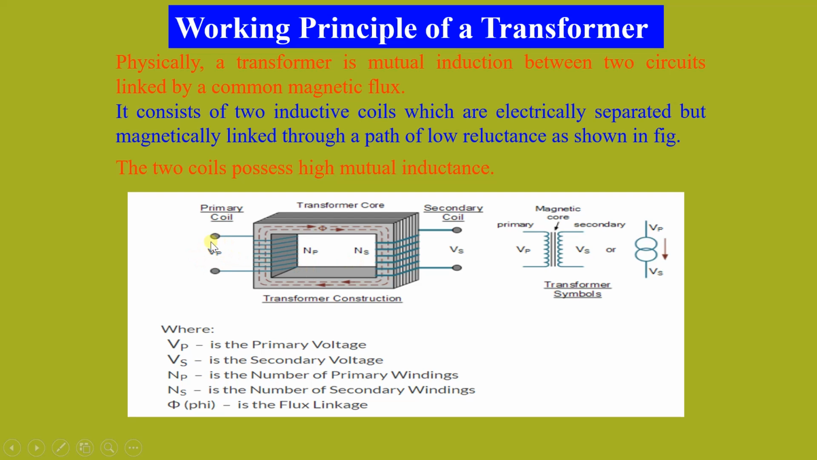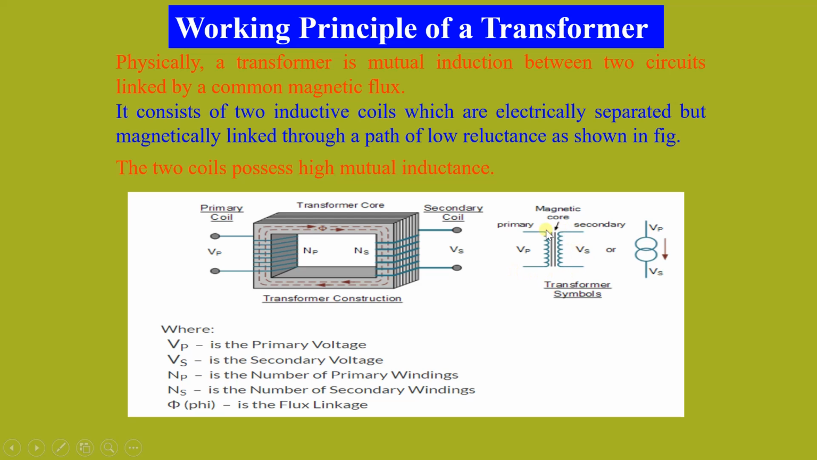And VP is the primary voltage which we are giving, and on the secondary side we have VS, which is called the secondary voltage. So VP is the primary voltage, VS is the secondary voltage, NP is the number of primary windings, NS is the number of secondary windings, and phi is the flux linkage. Phi is the flux linking between the primary and secondary.